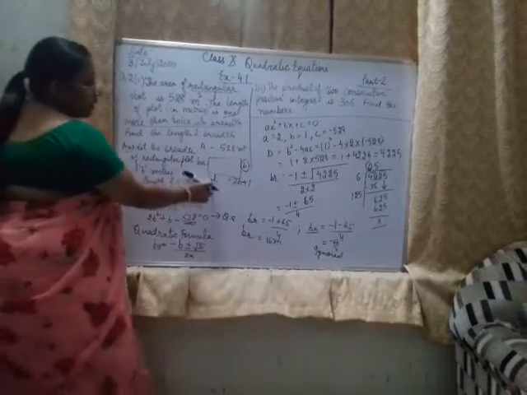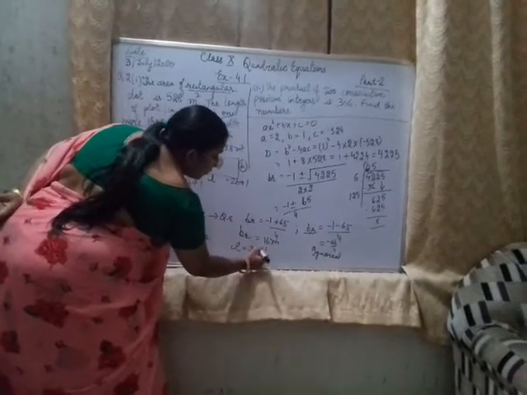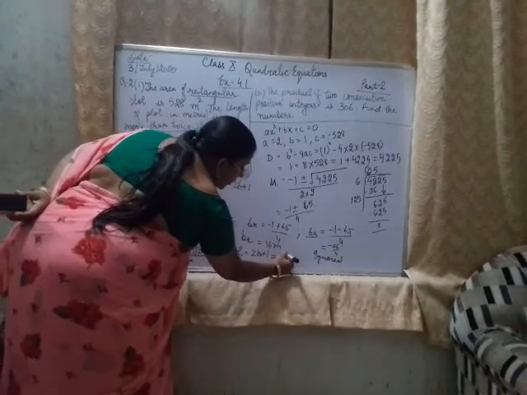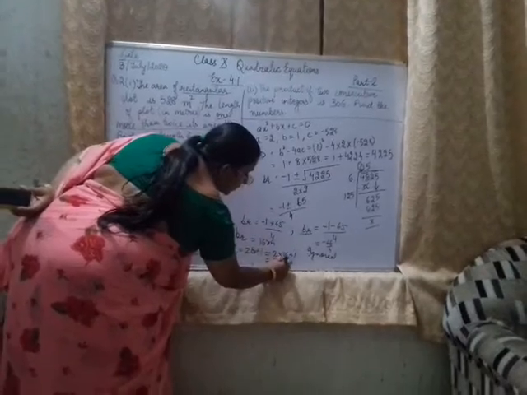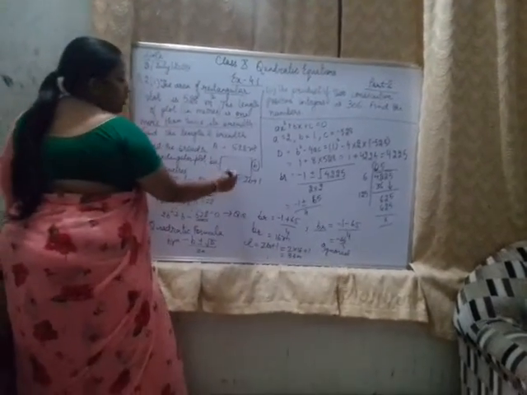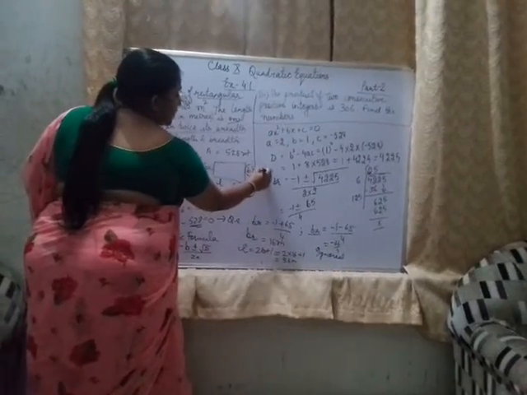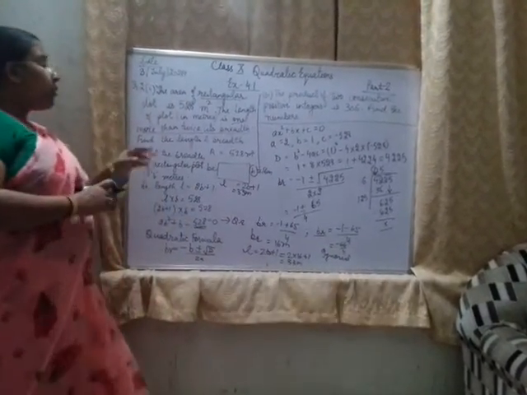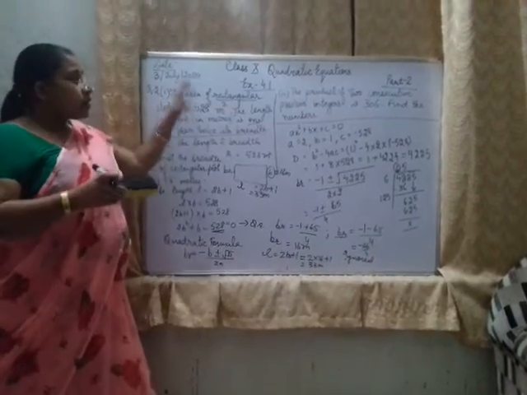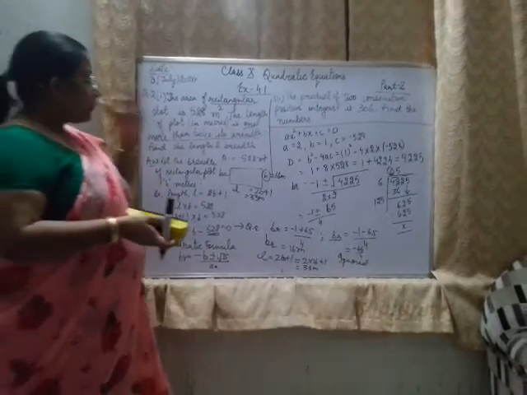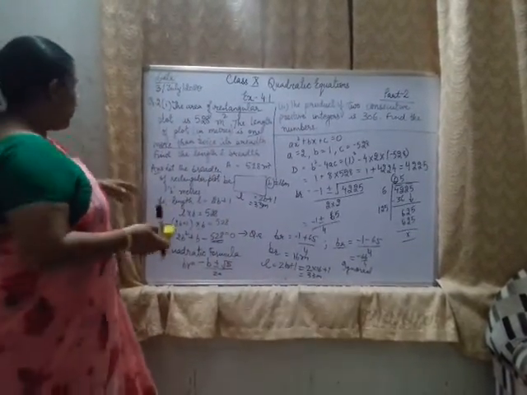So you can find the length now, which will be 2b plus 1. So this is 2 into 16 plus 1, 32, 33 meters. So the length of the plot is 33 meters and the breadth is 16 meters. So this is how we need to attempt any word problem. Okay, so this is the first question. Let us move to the second question of the exercise.